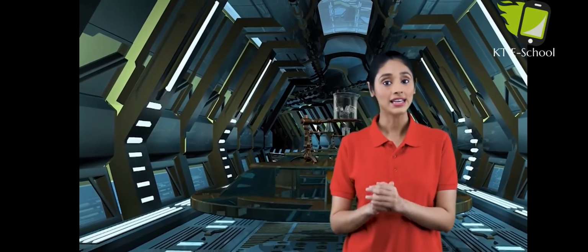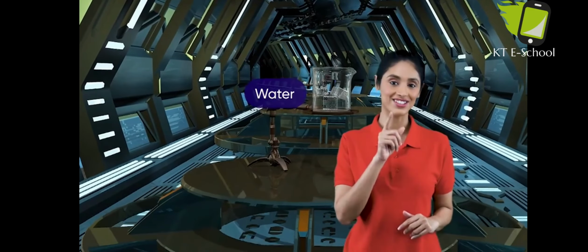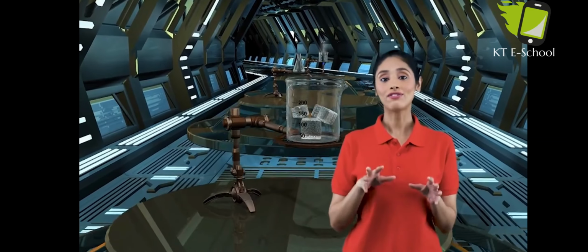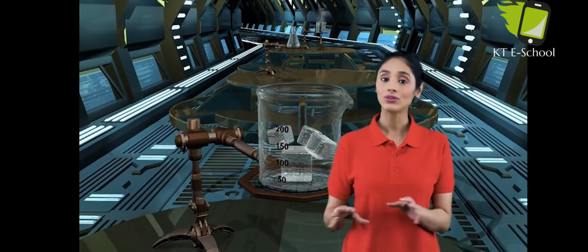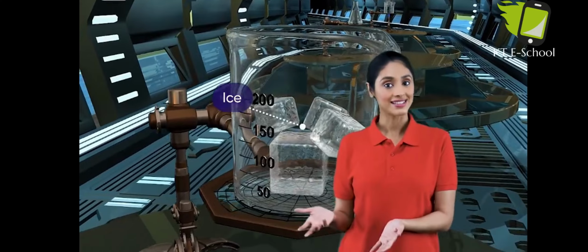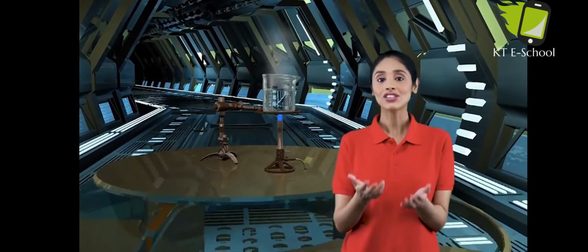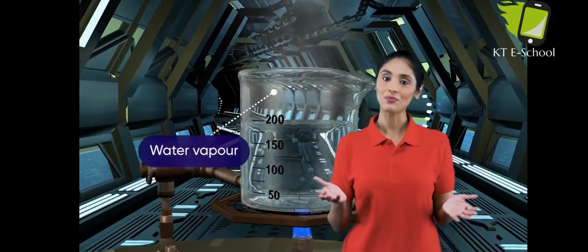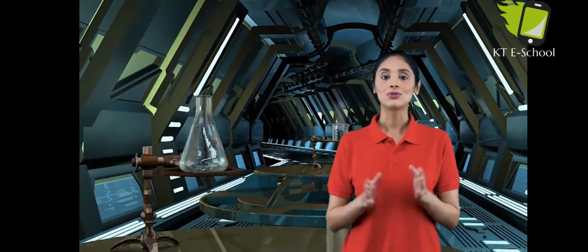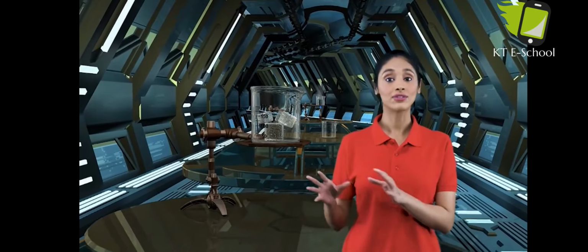Can you name a substance that you find naturally in all the 3 states? Water is one such substance. You can find water naturally in all 3 states. In solid form, it is present as ice. In liquid form, it is water. And its gaseous form is called water vapor. Let's continue with the example of water to study the arrangement and movement of particles in 3 different states.